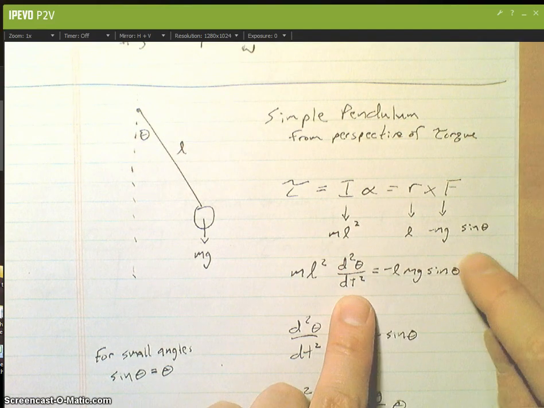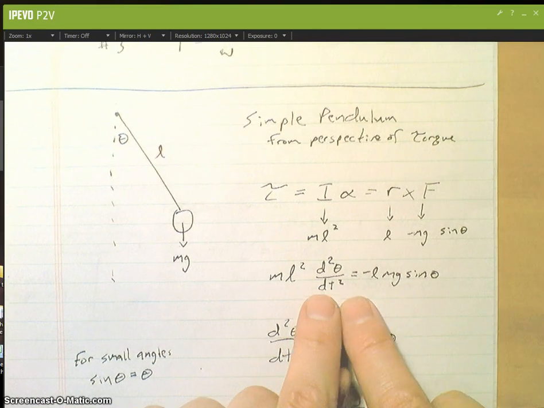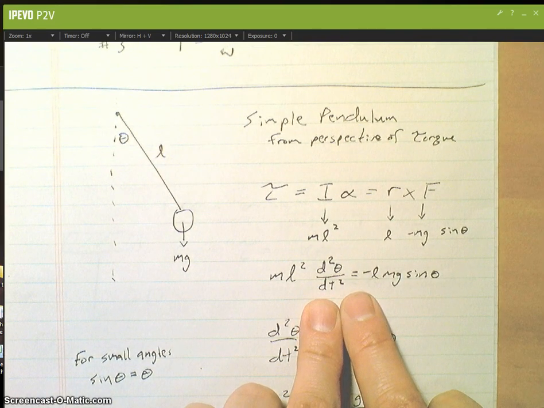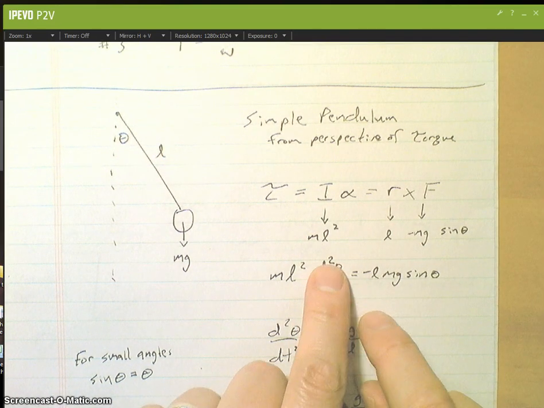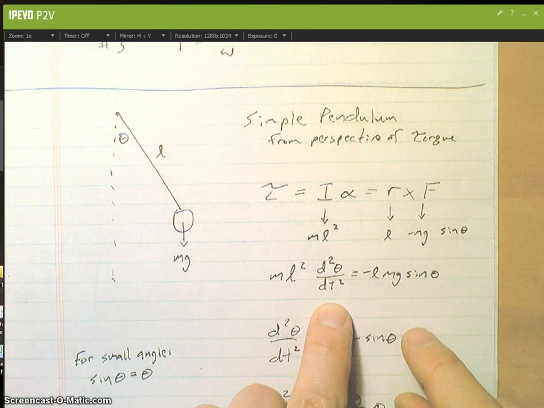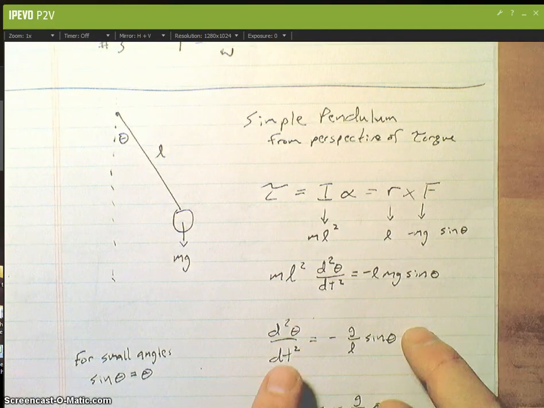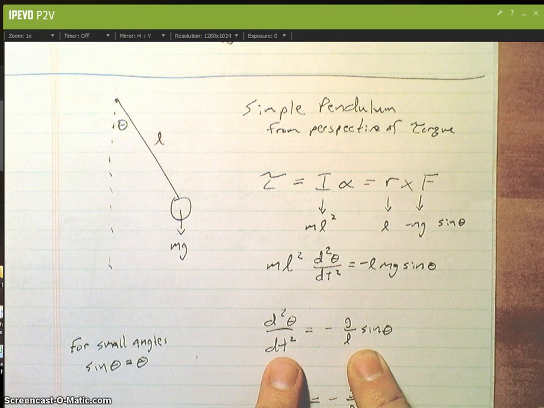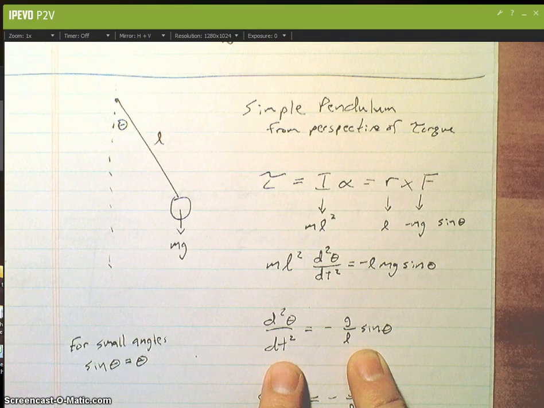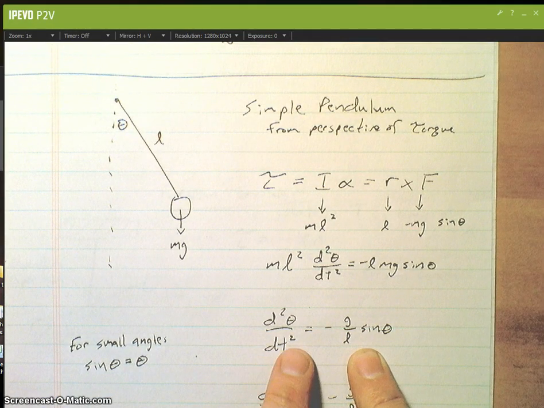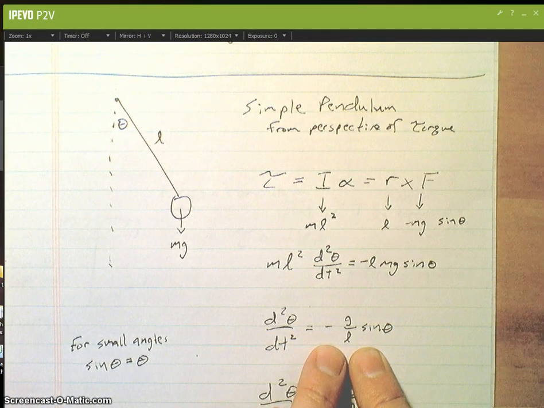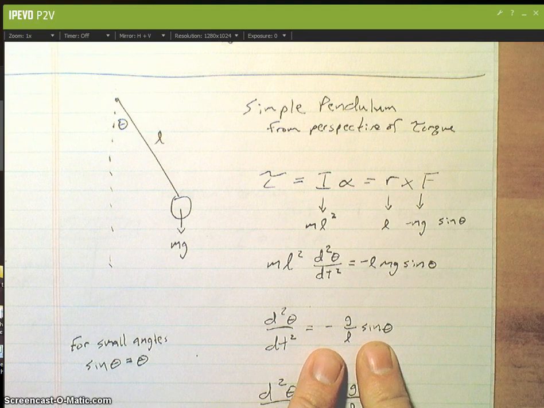How do we get this into the form that we're familiar with? Remember, we want to get the d squared theta over dt squared by itself. So we're going to put this over onto that side. A few steps of algebra, you'll see that d squared theta over dt squared is equal to minus g over L sine theta.